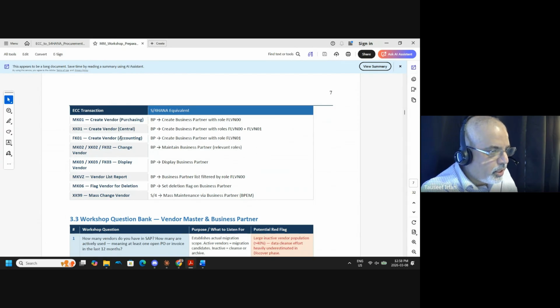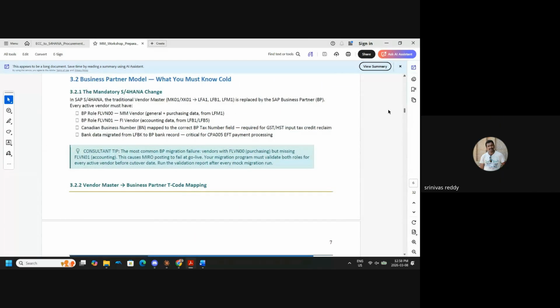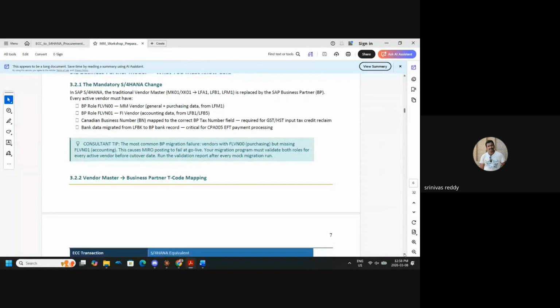Purchasing. If you want to create accounting data for a vendor, before it was FK01, now same BP T code, but you're creating a role FLVN01. 01 is for accounting, 00 is for purchasing. Okay. Sir, in real time, generally, what level, central level, it will create, right?